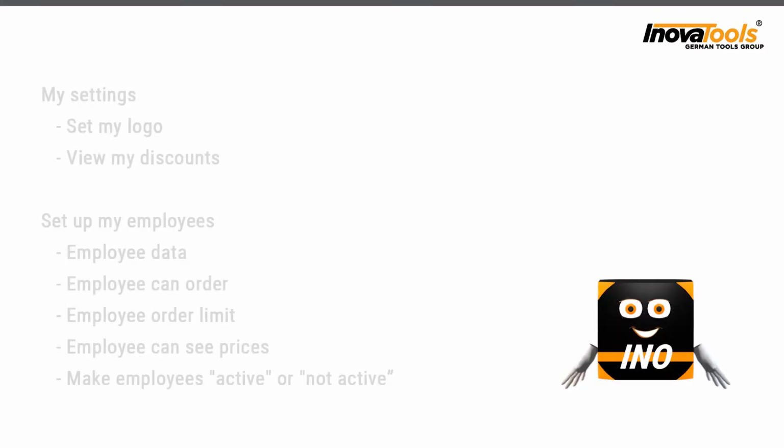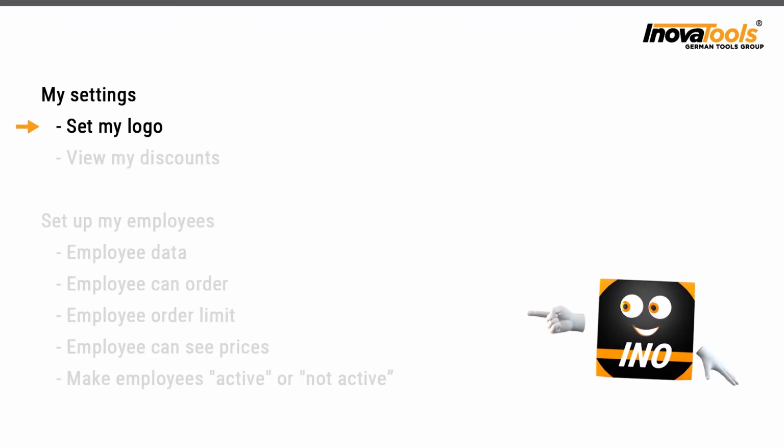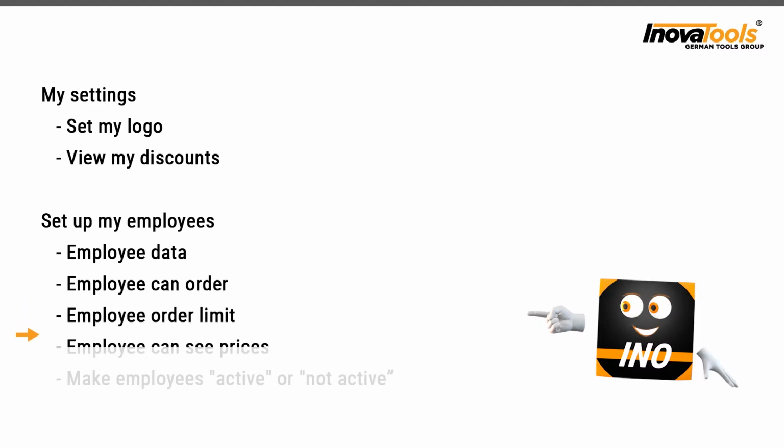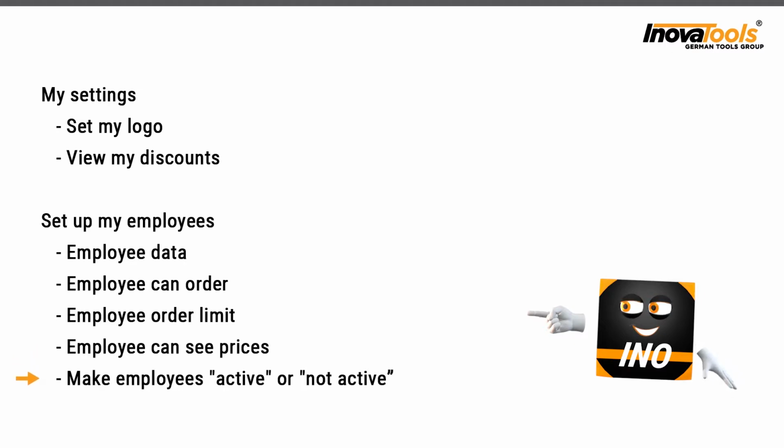This includes the following areas for the customer: My settings, set my logo, view my discounts, set up my employees, employee data, employee can order, employee order limit, employee can see prices, make employees active or not active.